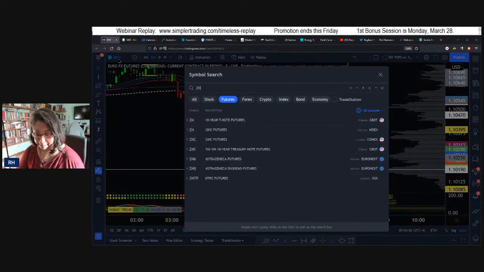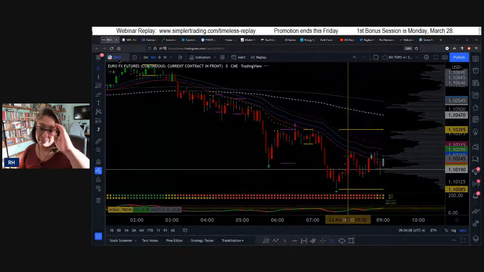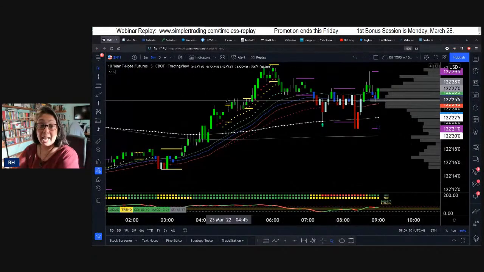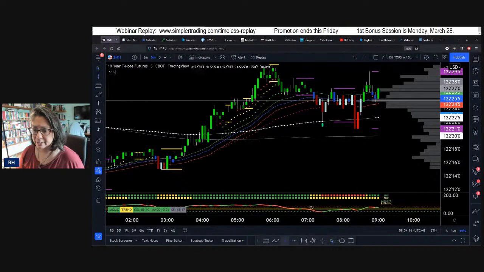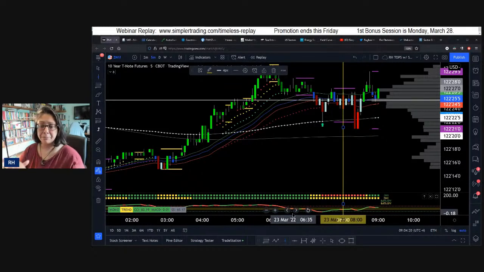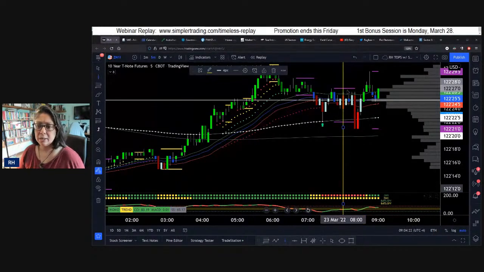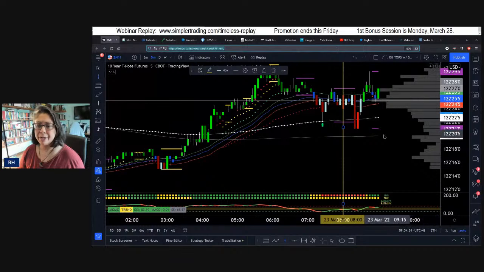Okay. What about bonds? What did the 10-year do? We would look at the ZN. And I'll tell you what, the 10-year was sort of floating higher. Here's that same 8 o'clock. And then it's sort of chopping. It's been chopping since about 6. So Powell didn't do much either way, quite frankly, with that.